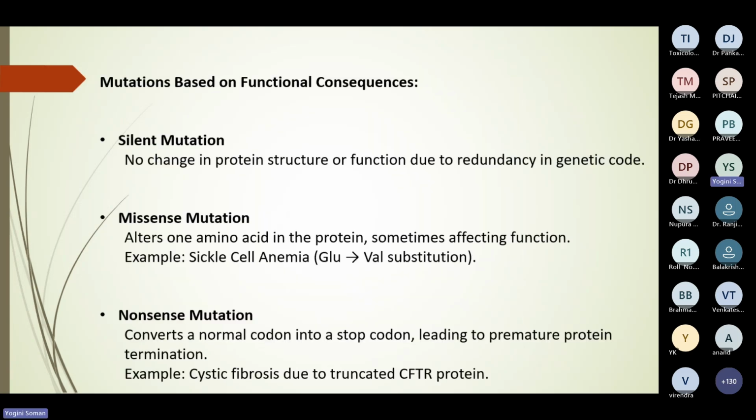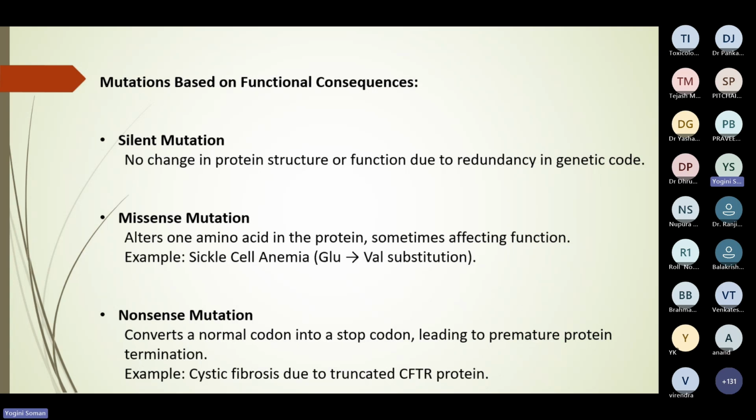The third one is a nonsense mutation. In the nonsense mutation, a normal codon is converted into a stop codon. So there is a premature protein termination due to the incorporation of the stop codon. The classic example is cystic fibrosis.